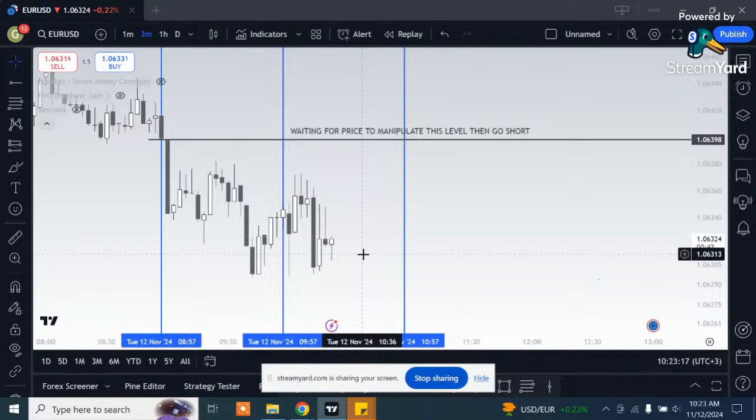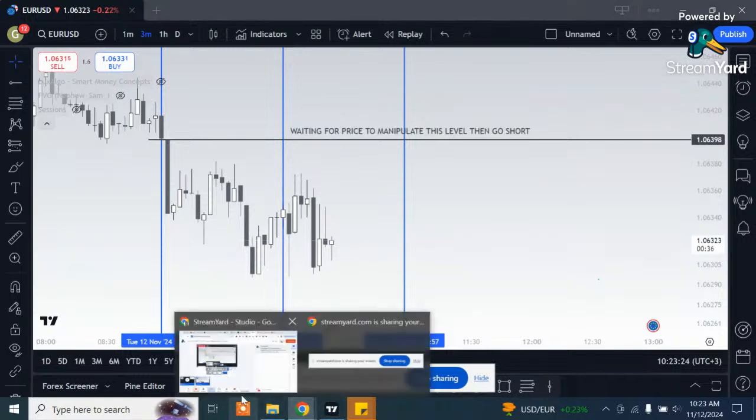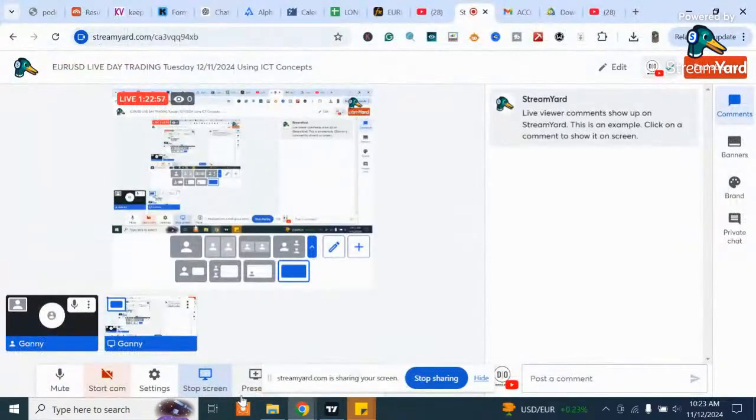Don't go by people's words. Go out there and do it yourself. Get into the market, backtest enough, and once you have your solid data, this is how you're going to be trading the markets.